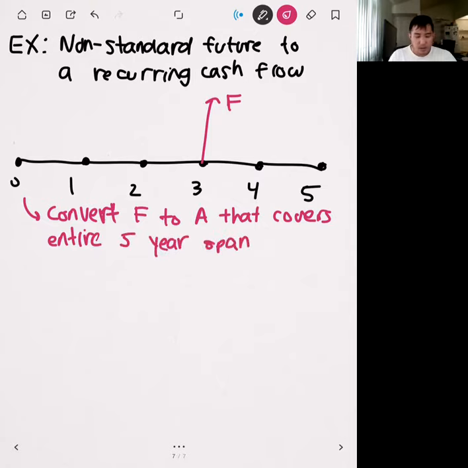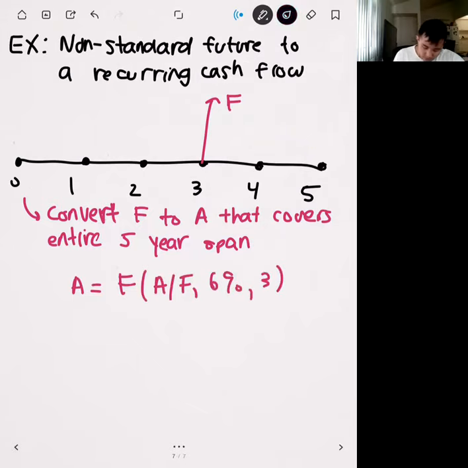Okay. And so the tempting thing to do in this problem is to just say, hey, we have a future sum that occurs at year 3, so let's just apply an A over F factor. So we can say that A is equal to F times A over F. And again, we're just using 6%, but this applies for all other rates. Since this occurs in year 3, let's put 3 right there.